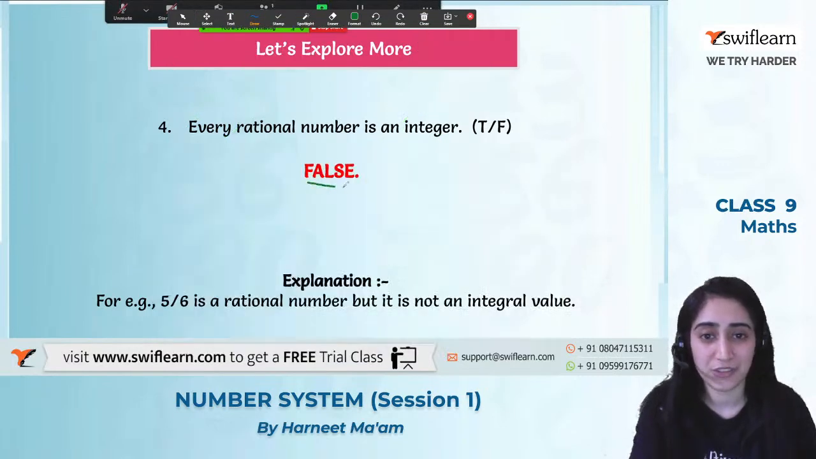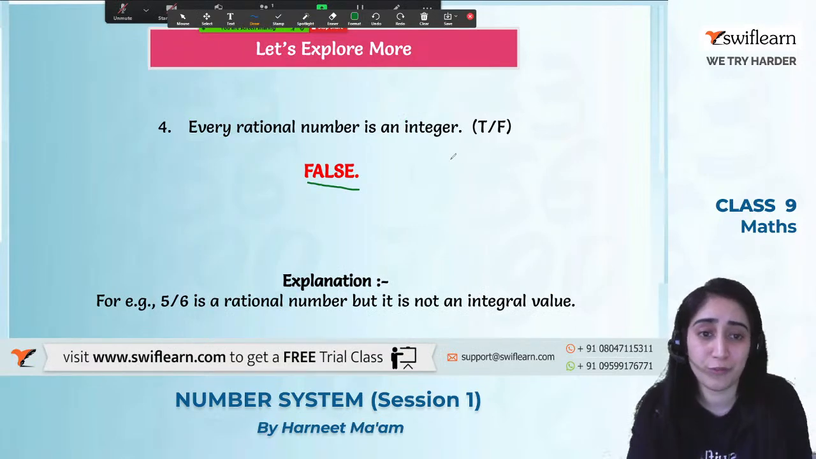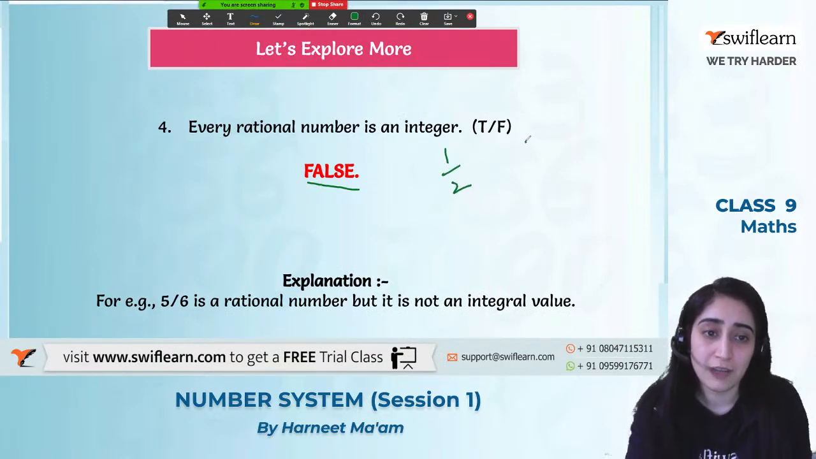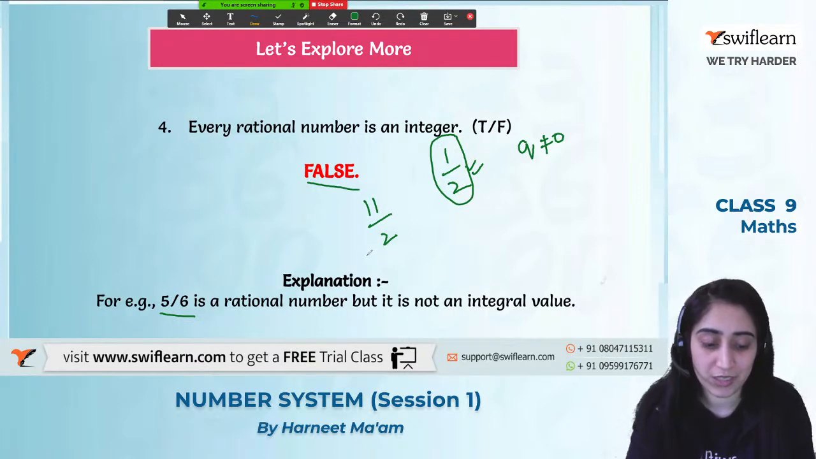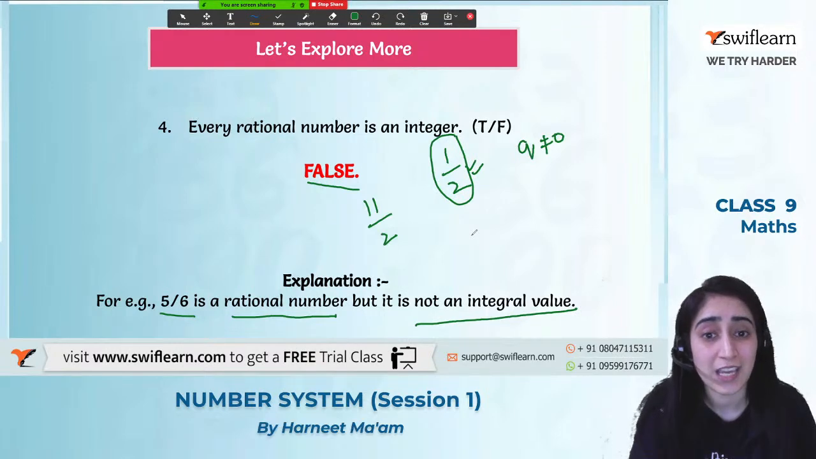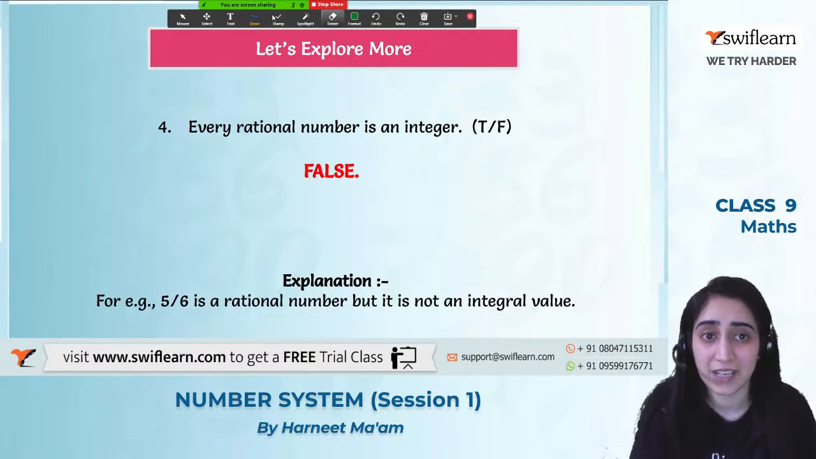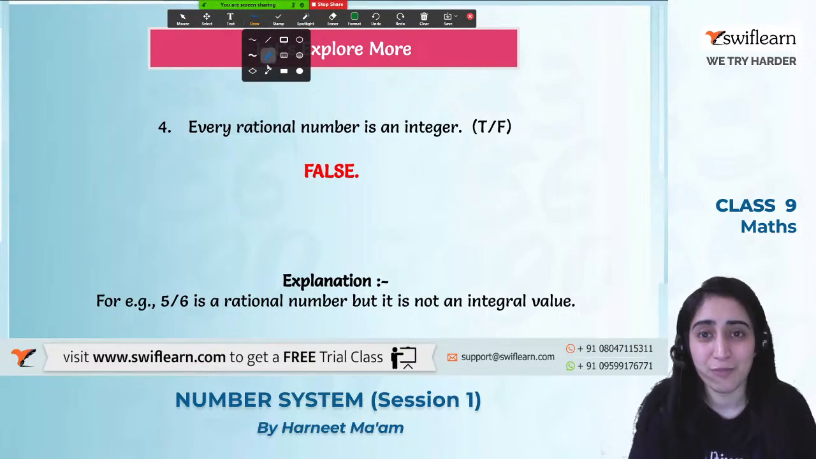What you have given, that's right, it's false, because if I talk of a fraction, maybe 1 by 2, where q is not equal to 0, it's fine, it's a rational number. But can I say this is an integer? No. Similarly, 5 by 6, 11 by 2, right? So in these questions, what do we say? They are rational numbers, but they do not have an integral value. So they are not integers. So that is why we say it's false. Well done. Great work. Okay, moving on to the next question.